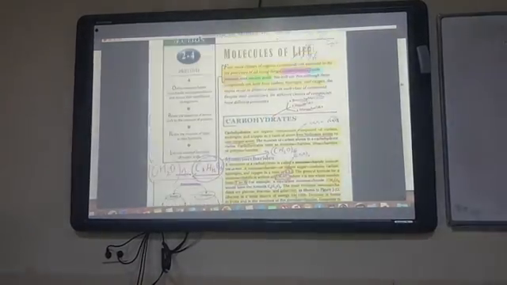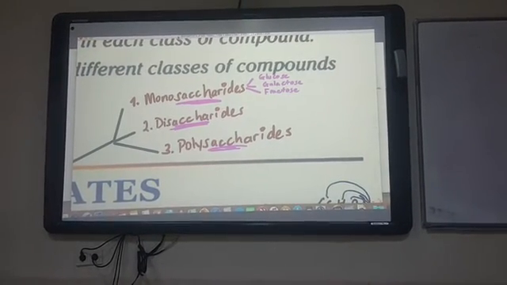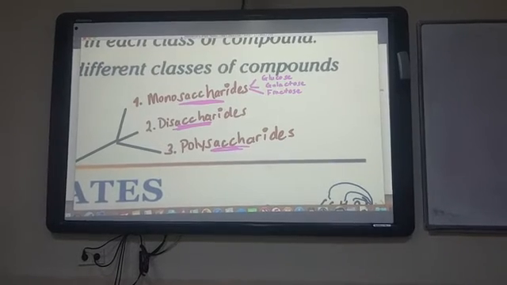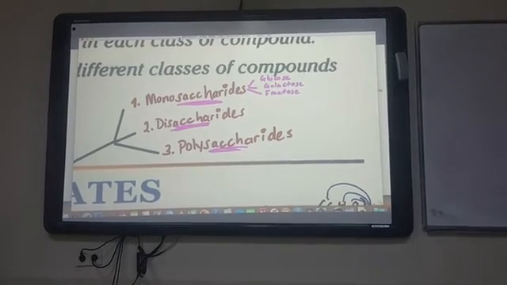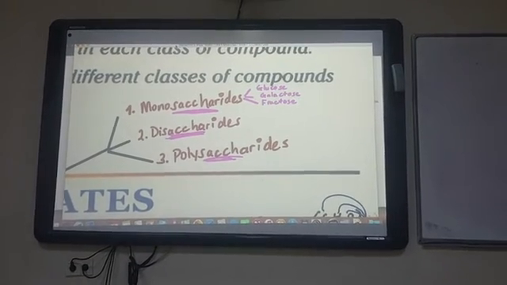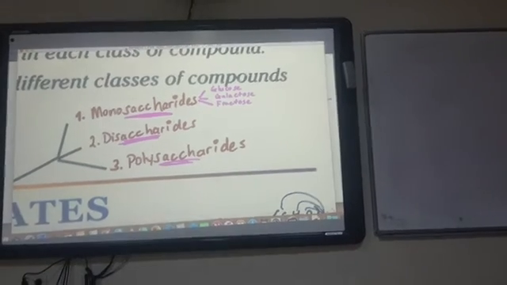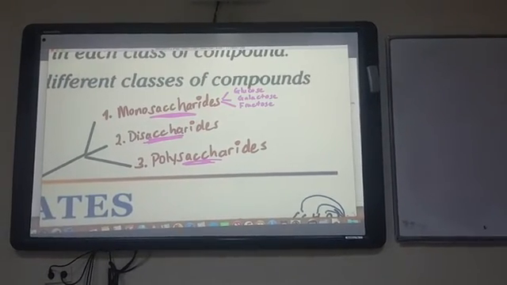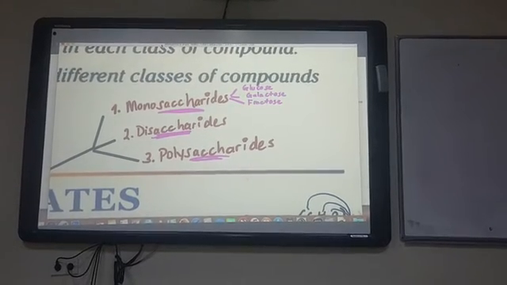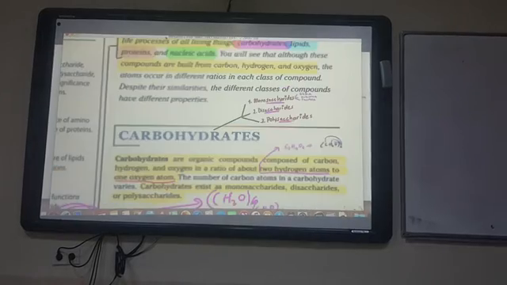For the carbohydrates, this is important, I think. Again, firstly, we have learned the organic compounds: carbohydrates, lipids, proteins, and nucleic acids. The first organic compound, carbohydrates, are sugars. Monosaccharides, disaccharides and polysaccharides are the classes of the carbohydrates, sugars, okay?